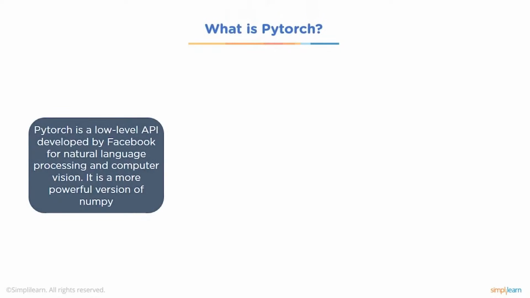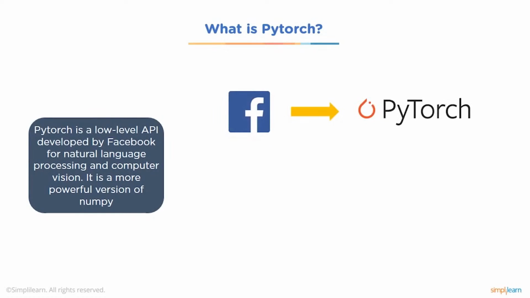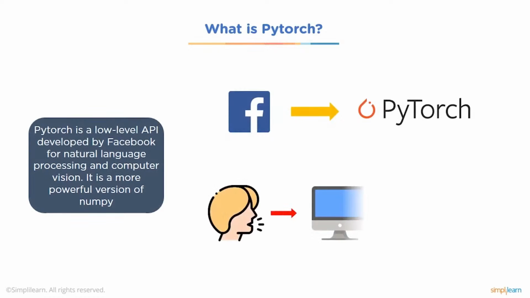What exactly is PyTorch? PyTorch is a low-level API which is developed by Facebook for natural language processing and computer vision. It is a more powerful version of NumPy. It is an open source machine learning library based on the Torch library used for applications such as computer vision and natural language processing. Primarily developed by Facebook's AI Research Lab, it is free and open source software released under the modified BSD license. Although the Python interface is more polished and the primary focus of development, PyTorch also has a C++ interface.